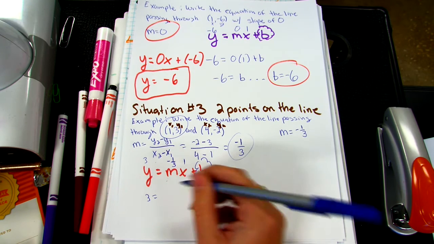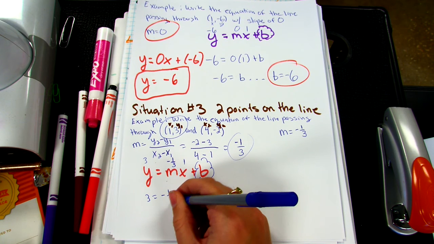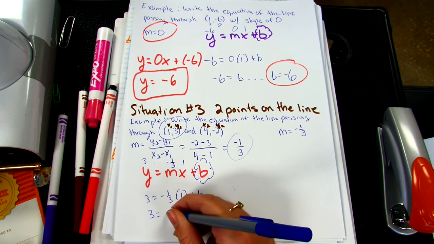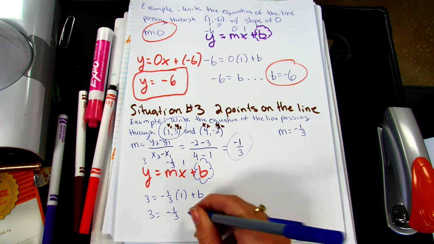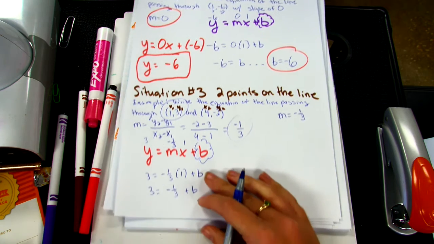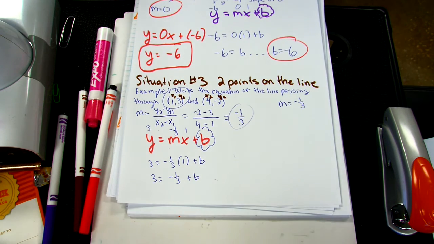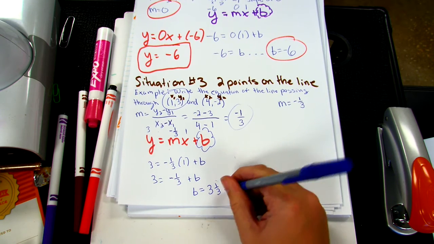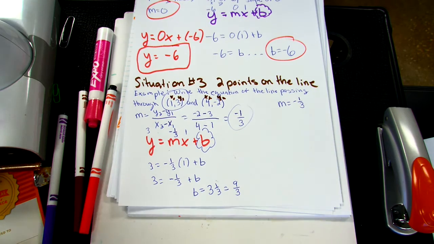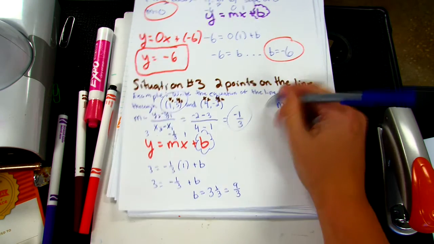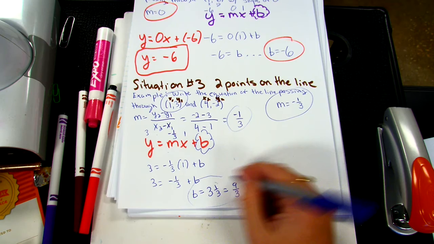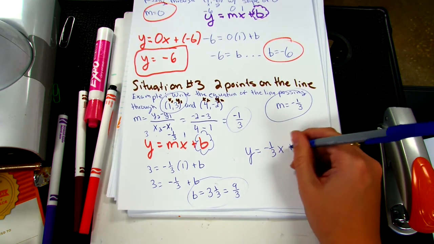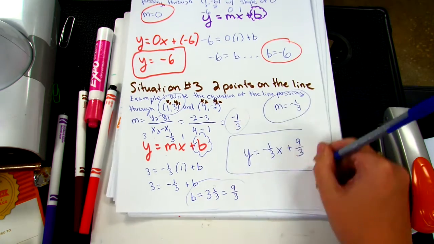So 3 is equal to -1/3 times 1 plus b. So 3 is equal to -1/3 plus b. We're going to add 1/3 to both sides, which means that b is equal to 3 and 1/3, which is the same as saying 9/3, right? So now we have an m, we have a b, which means we can write our equation. Y is equal to -1/3 x plus 9/3. There's our answer. There's our equation.